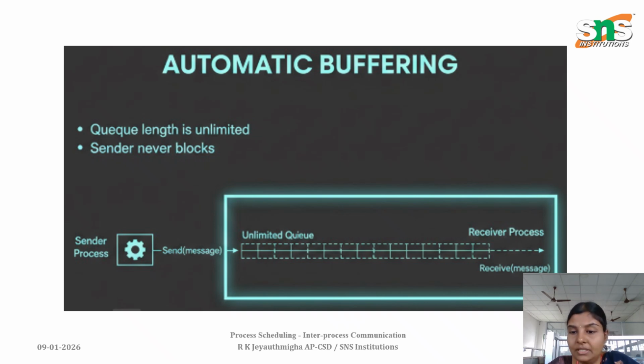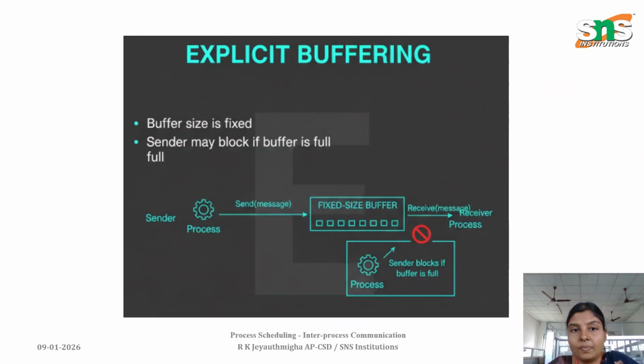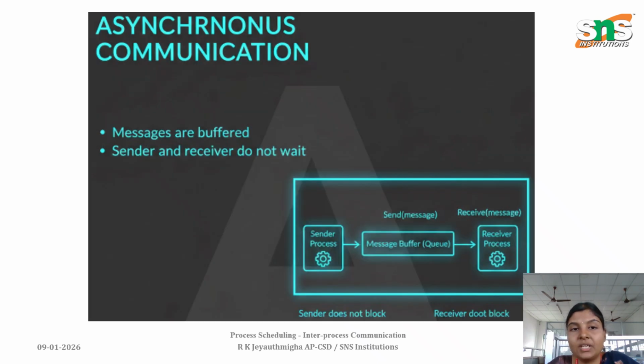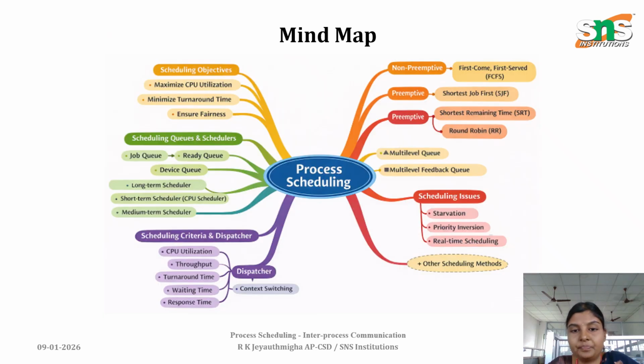Automatic buffering: queue length is unlimited and the sender never blocks. Explicit buffering: buffer size is fixed, and the sender may block if the buffer is full. Synchronous communication involves sender and receiver waiting for each other; one blocks until the other is ready. Asynchronous communication: messages are buffered, and sender and receiver do not wait.